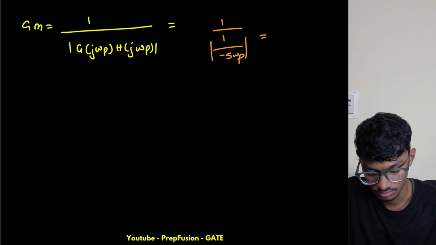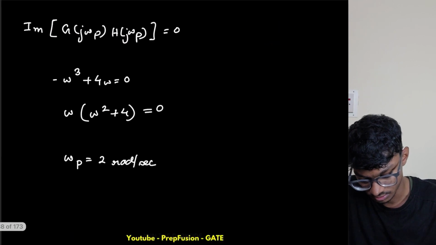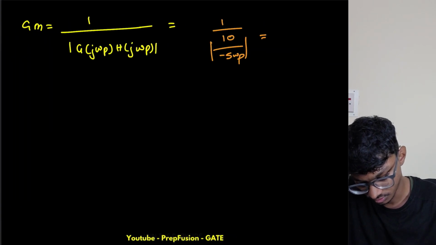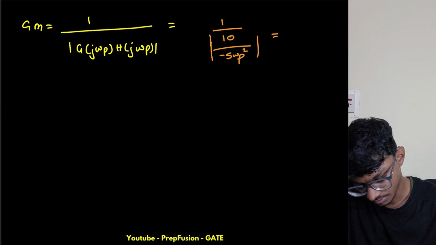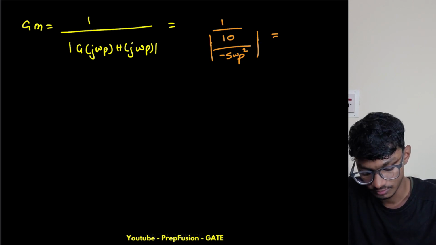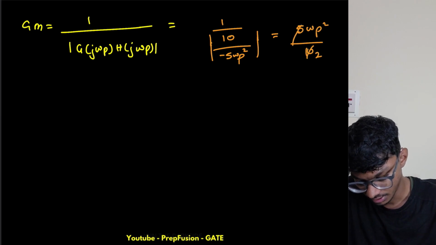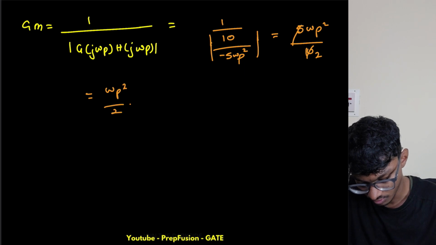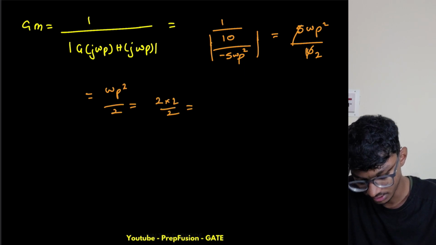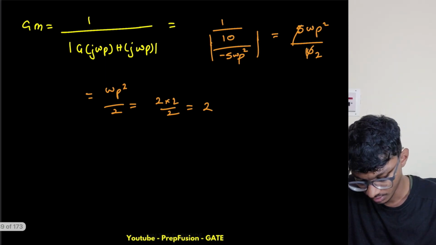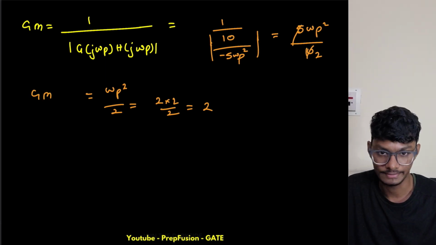So it is simply equal to, there is 10 also here, right? Sorry, there is 10 also. This is omega square also. So omega p whole square. So this is the magnitude. What happens is this becomes 5 omega p square by 10 itself, which is 2. Hence it is omega p square by 2. Omega p is 2, so 2 into 2 divided by 2, we get 2 itself. So gain margin is 2 itself, right? GM is 2 itself in absolute values.